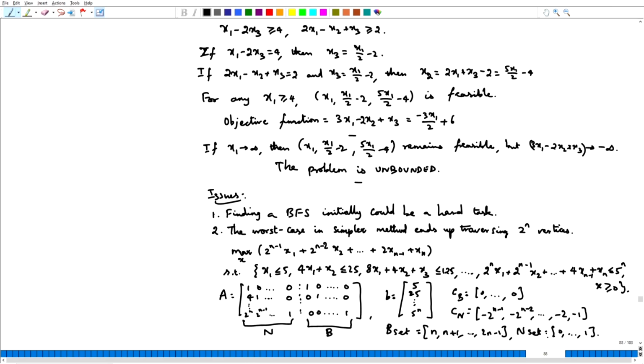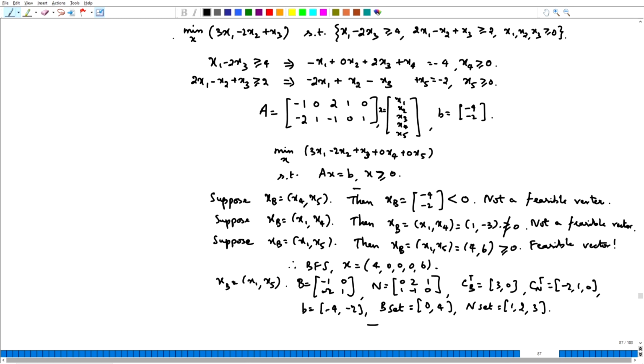Yes, so this is the problem, okay. We are minimizing 3x1 minus 2x2 plus x3 subject to x1 minus 2x3 greater than or equal to 4, 2x1 minus x2 plus x3 greater than or equal to 2, and x1, x2, x3 greater than or equal to 0. So no further plotting because we are working in 3 dimensions now, okay.